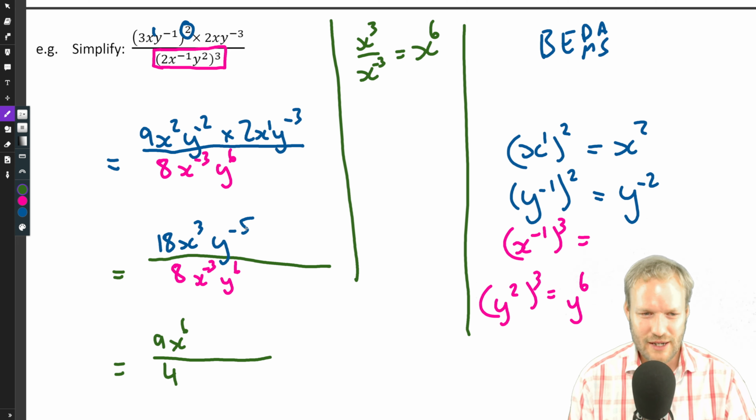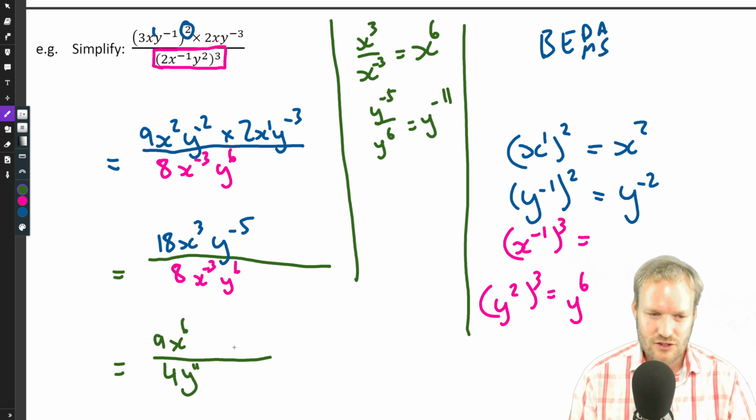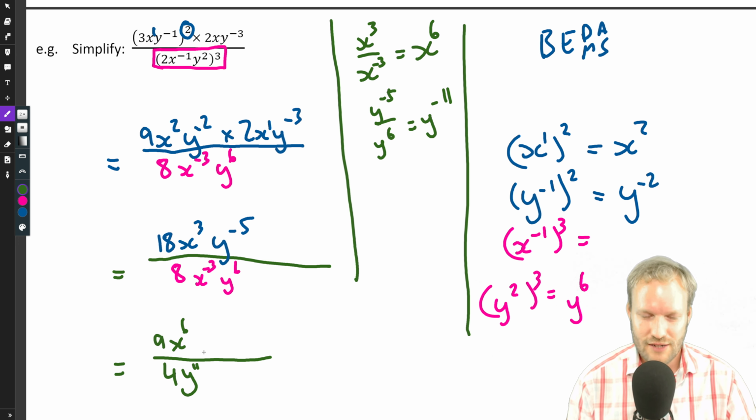And we got y to the minus 5 over y to the 6. Minus 5 minus 6 is minus 11, which means that it's y to the 11 on the denominator. By default, we're leaving these with positive exponents. So that's why I want to leave it in that form.